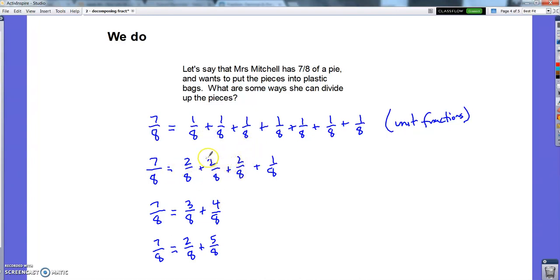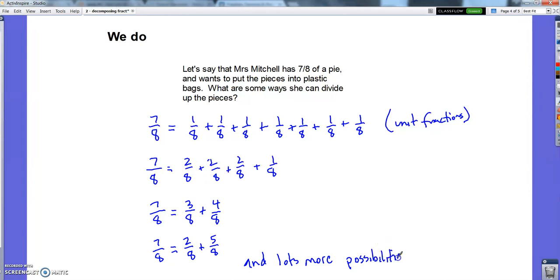Pretty simple skill. But if you'll notice, all these, 2/8, 2/8, 2/8, 1/8, would add up to 7/8. 3/8 and 4/8 would add up to 7/8. 2/8 and 5/8 would add up to 7/8. So any of these, and, since you're writing this down, put "and lots more possibilities."